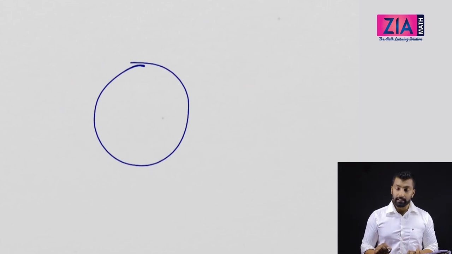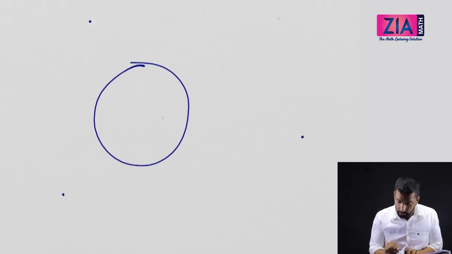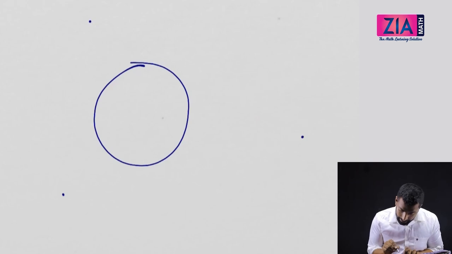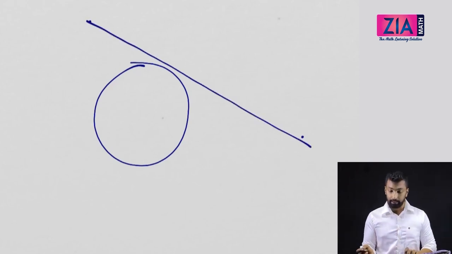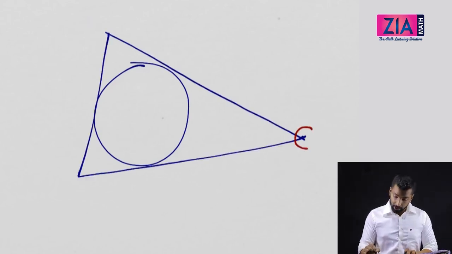So let's suppose you get a question like this: 3 points outside the circle. Okay, one here and one here and one here. So something like this. Okay, you got 3 points outside the circle. What do you do? You can drop the tangent. Basically I want you to join this point such that it touches the circle. Okay, so I have given you 3 points outside the circle.